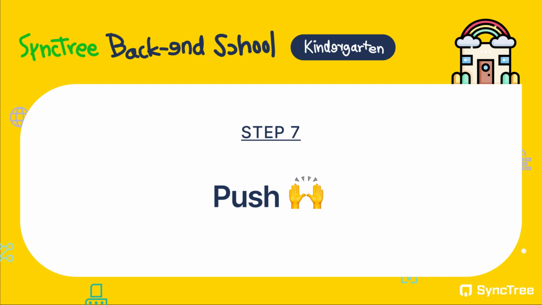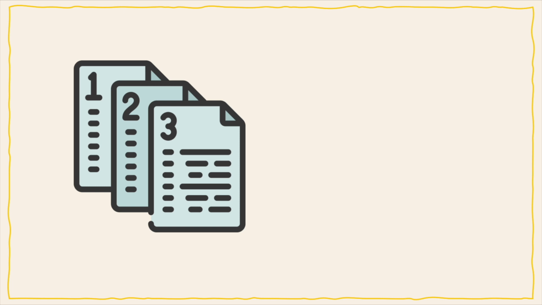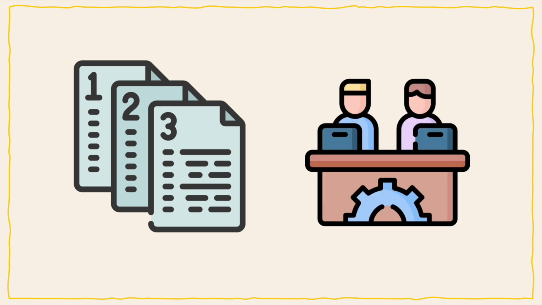In this class, we'll learn about version management of the API. There are two main reasons why we need version control. The first reason is for file configuration management, and the second is for collaboration.